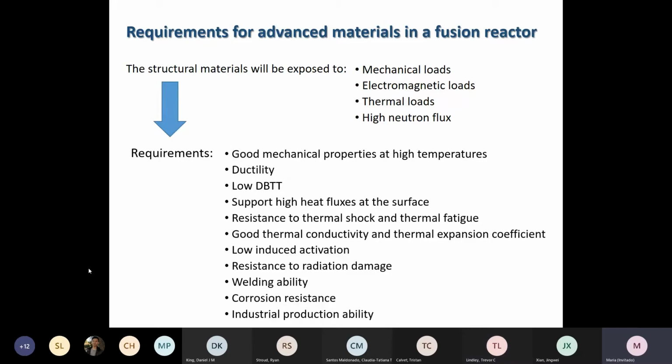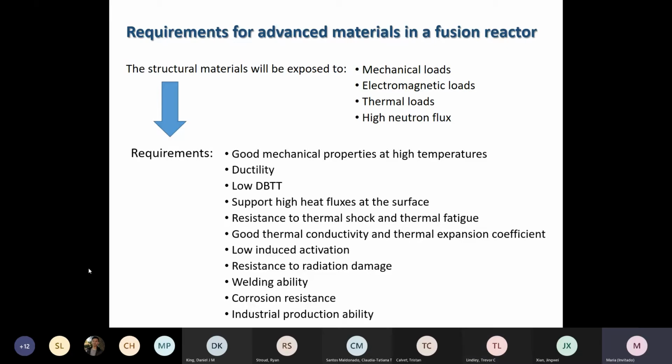Okay, we want good mechanical properties at high temperatures. That's a challenge. We want them to be ductile, to have a low ductile to brittle transition temperature, that they can support the high heat fluxes at the surface that they will have to undertake, resistance to thermal shock and thermal fatigue, good thermal conductivity, and thermal expansion coefficient. I'm just reading them all to realize how demanding we are for them.